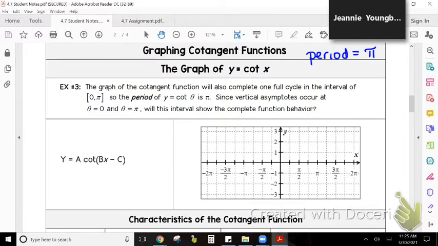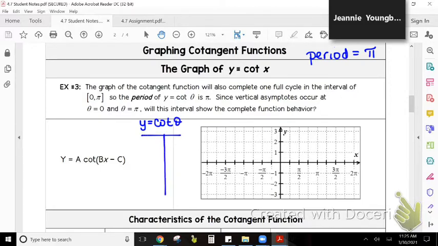Well, what is the period of cotangent? Pi. And so if it goes from 0 to pi, is that a pi? Yes. Yeah, so it'll show it. And so that's what we're going to use as the vertical asymptotes for our cotangent function.